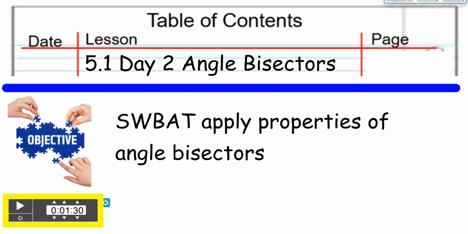All right, today's lesson is 5.1, day 2. Today we're going to talk about angle bisectors. Yesterday we talked about perpendicular bisectors, so we're just going to group them all into one lesson. So go ahead and take a moment to pause and write down your objective and fill in your notebook information.